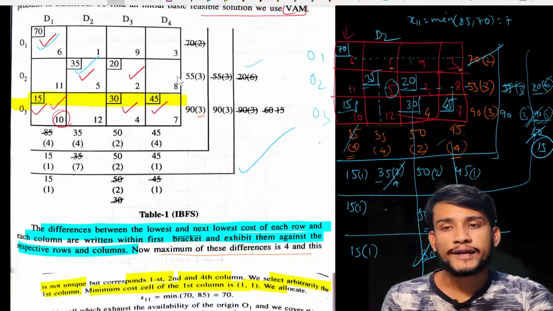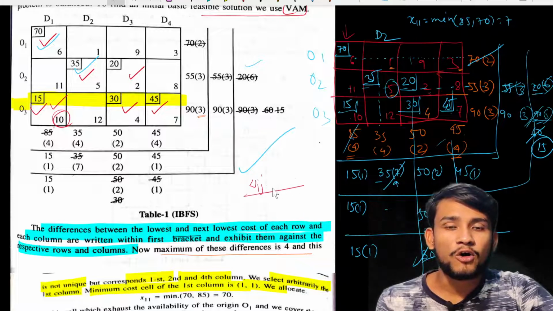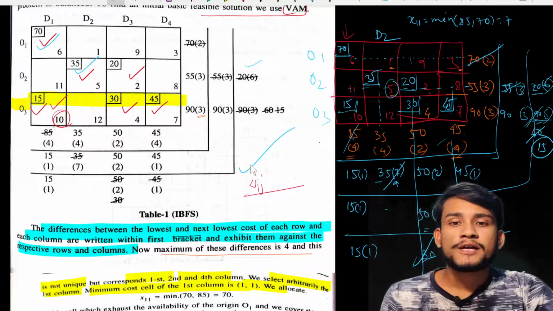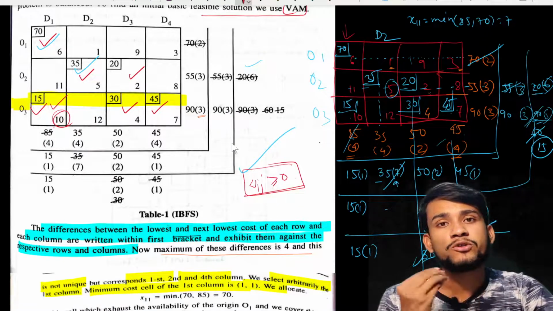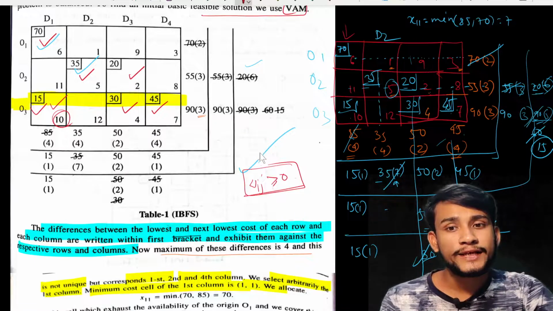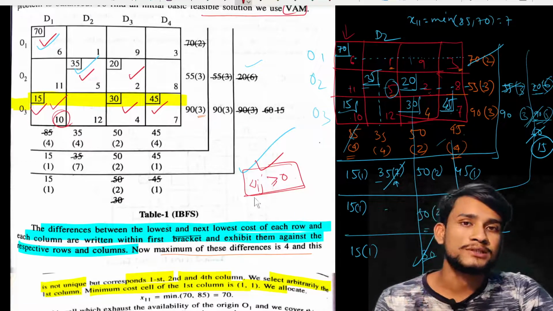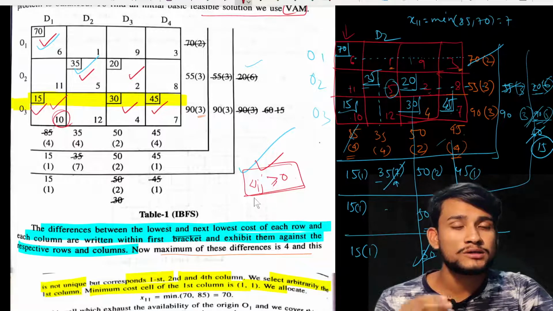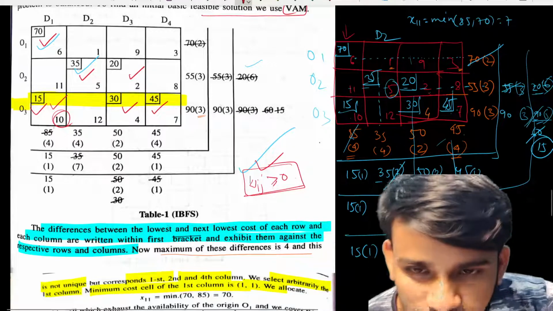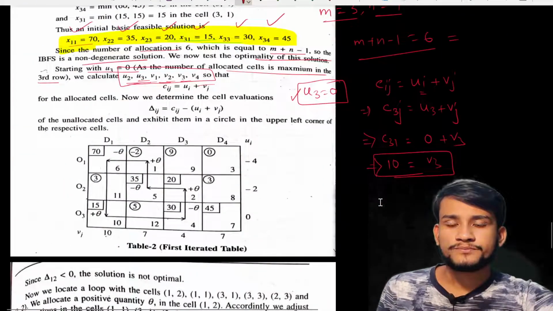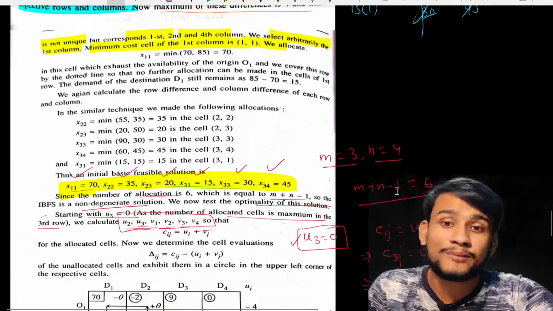We have to find all the delta ij's of all the unoccupied cells. If all the delta ij's are greater than or equal to 0 for all ij, that is, corresponding to all cells, then we say that the initial basic feasible solution is the optimal solution. If not, then this is not the optimal solution, and we have to apply the optimality test, or MODI test. Now here see, delta 1 2 is less than 0. Now we have to calculate delta 1 2.